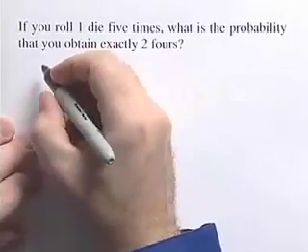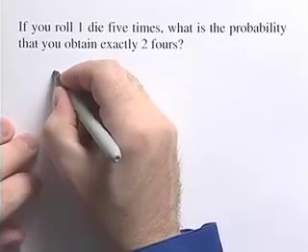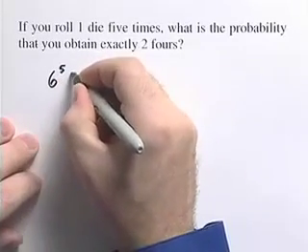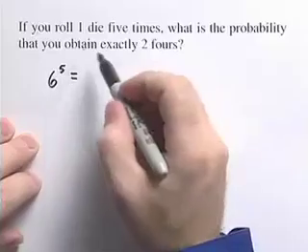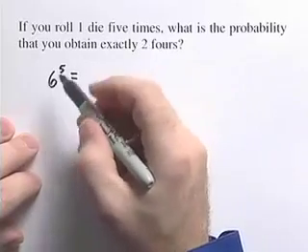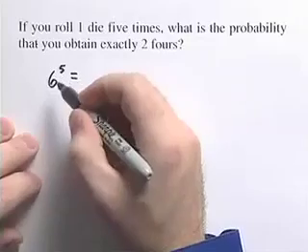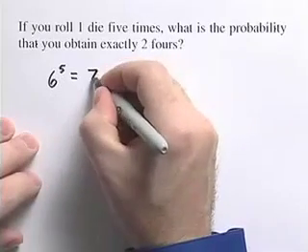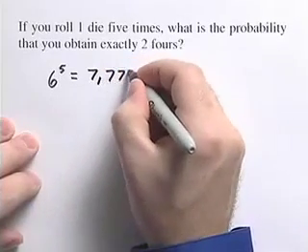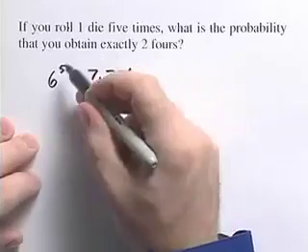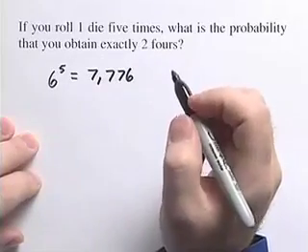The total number of elements is going to be given by 6 to the 5th power, because each of the 5 rolls has 6 possible outcomes. So we'd get 6 times 6 times 6 times 6 times 6, which is 6 to the 5th power, and that equals 7,776. So that's the total number of elements in our sample space.